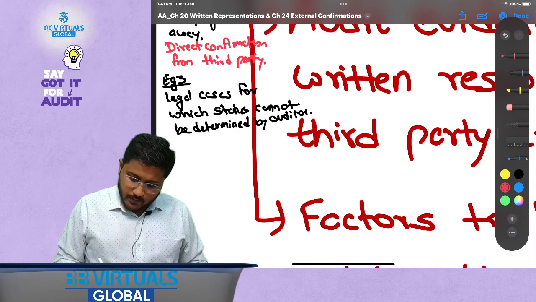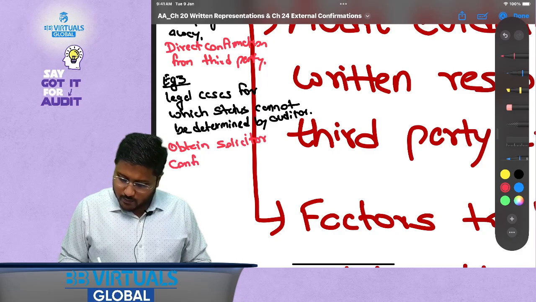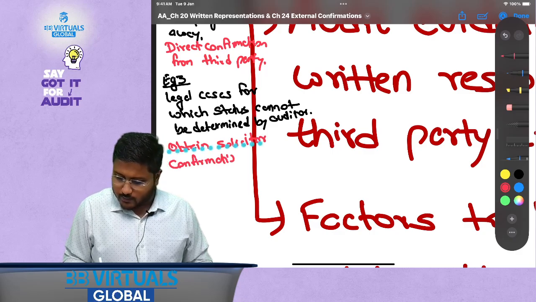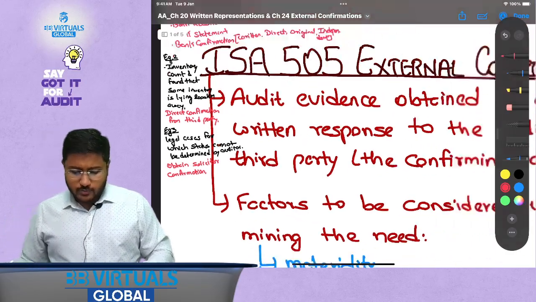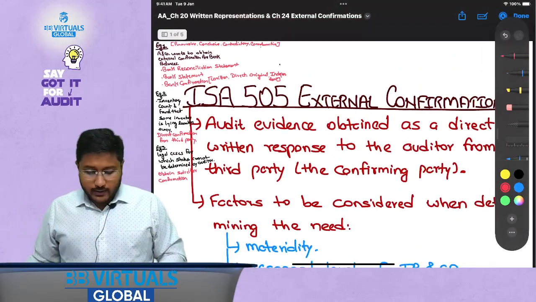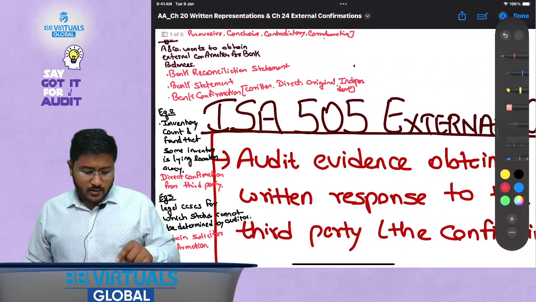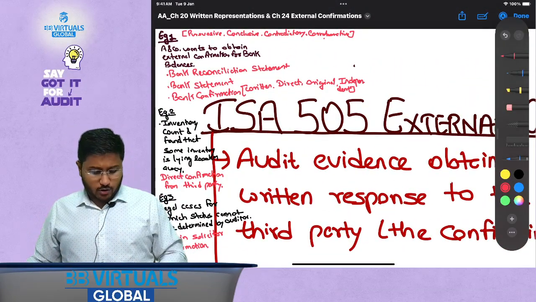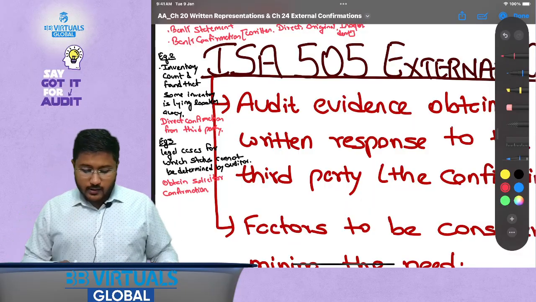So what can they do? Obtain solicitor confirmation. This could also be called legal confirmation. I hope this is clear. Now I hope you have understood where confirmation letters are required. We have taken three examples: one of bank statement, second of inventory, and third of legal cases. Now what is the process?